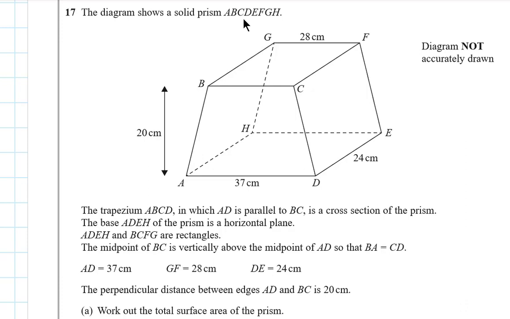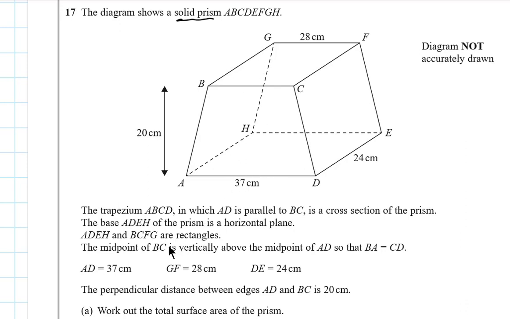17. The diagram shows a solid prism ABCDEFGH. When we see a solid prism, the first thing you should think about is what is the shape of the cross section or the parallel faces here. Of course, it will be a trapezium, right? The trapezium ABCD in which AD is parallel to BC, the cross section of the prism. The base ADEH of the prism is a horizontal plane. Okay, this plane. ADEH and BCFG are rectangles.